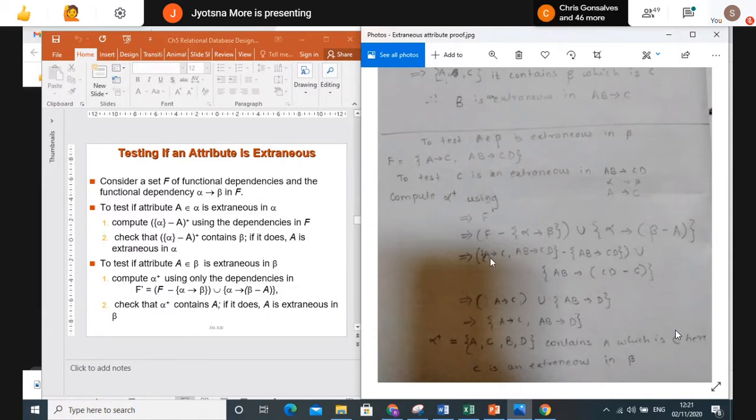F is the set of all the functional dependencies which are given. So these are the given functional dependencies I have written here. F minus alpha determines beta. What is alpha determines beta in my case? AB determines CD. So I have written AB determines CD, union. Alpha is my AB, so I have written here AB determines, beta is my CD, minus the extraneous attribute. What is the extraneous attribute in my case? I am considering C. So I have written C.